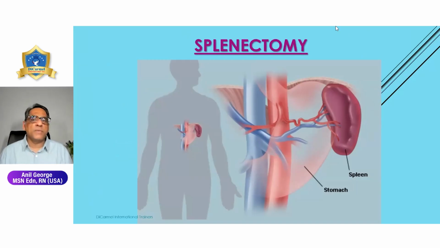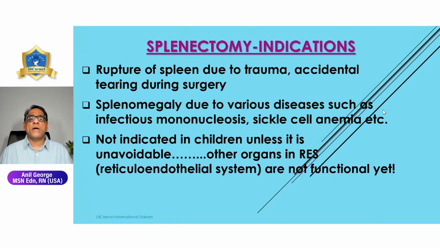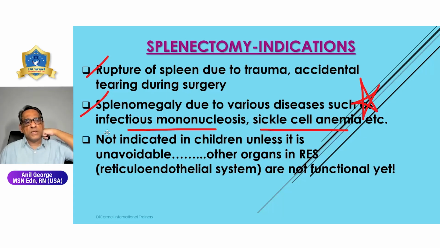So this will be the last topic we'll be covering in this lesson, splenectomy. So let's talk about splenectomy. Common indications: a rupture of the spleen due to trauma, accidental tearing during surgery, etc. Splenomegaly due to various diseases such as infectious mononucleosis, a very classic topic. We'll see that at the end of this lesson. Sickle cell, I already told you. These are the very classic indications of splenectomy. Not indicated in children unless it's unavoidable.